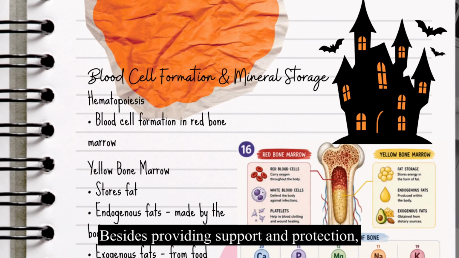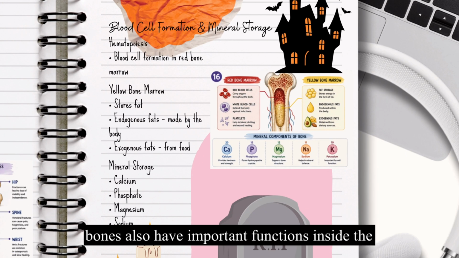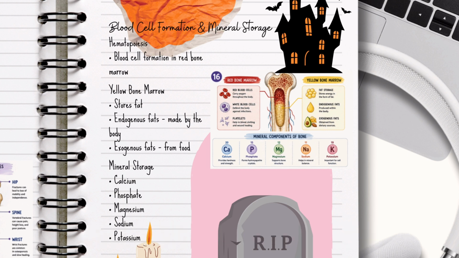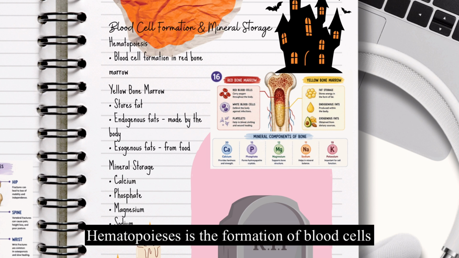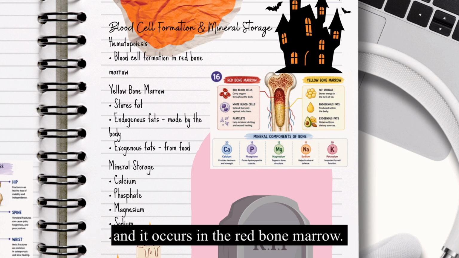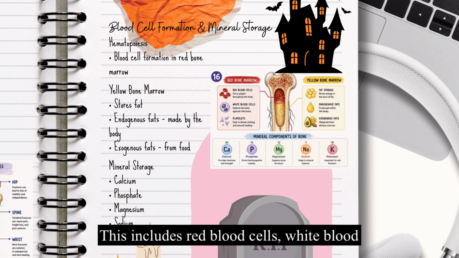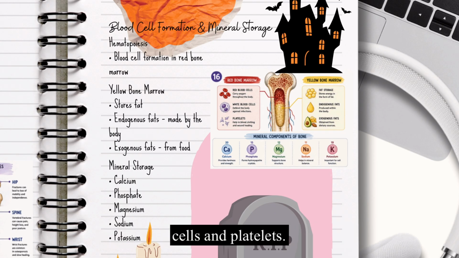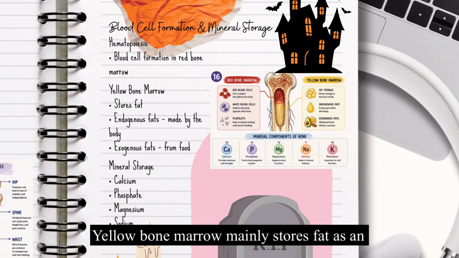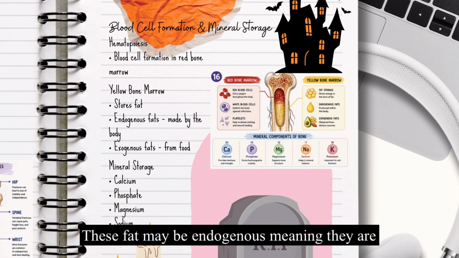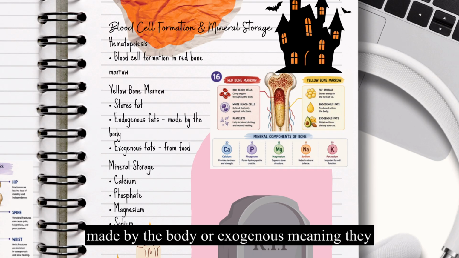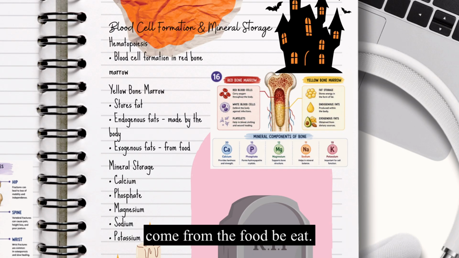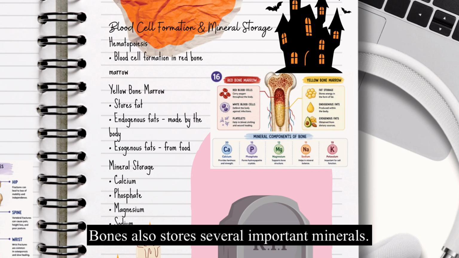Besides providing support and protection, bones also have important functions inside the body. Hematopoiesis is the formation of blood cells, and it occurs in the red bone marrow. This includes red blood cells, white blood cells, and platelets. Yellow bone marrow mainly stores fat as an energy reserve. These fats may be endogenous, meaning they are made by the body, or exogenous, meaning they come from the food we eat. Bones also store several important minerals.